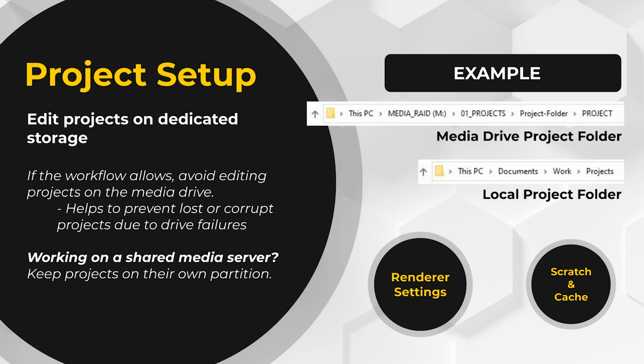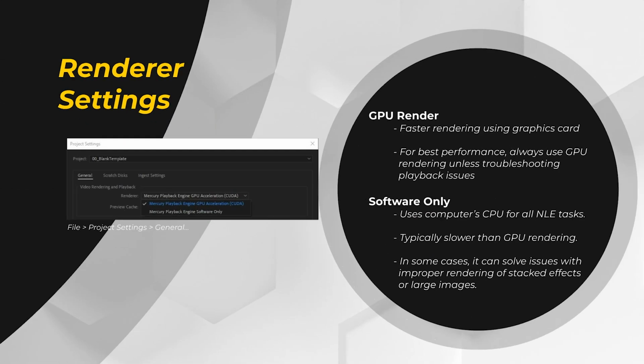You can keep the project files backed up on the server and copy them locally when editing, and then move them back to the server when you're finished. Or with a fast enough connection, you can work on a separate partition on the server that is dedicated to just the project files. Let's move on to the project's render settings.